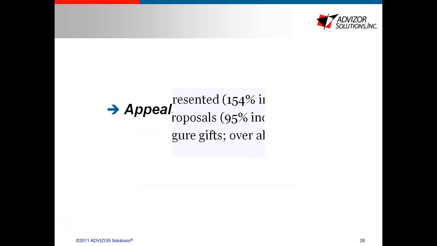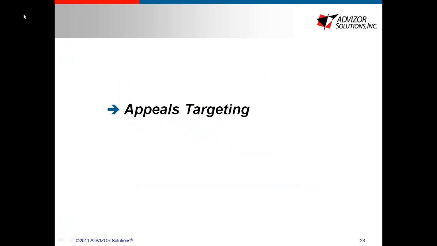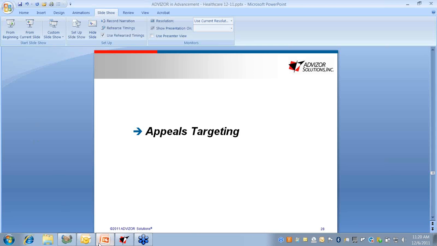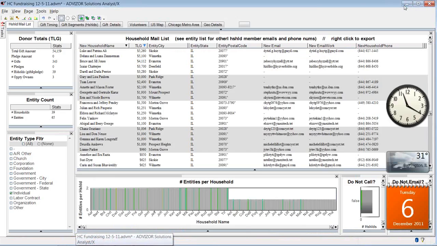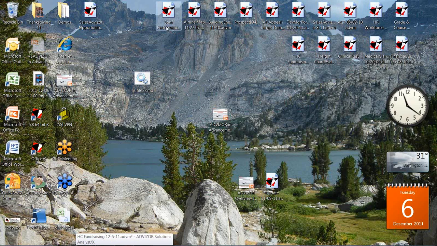I'm going to skip some of these slides and just show a quick example before we come to the last area, which is appeals targeting. So we're going to go back and we're going to open up an advisor project, another one. These are all files which get created overnight. This is called staff performance management.